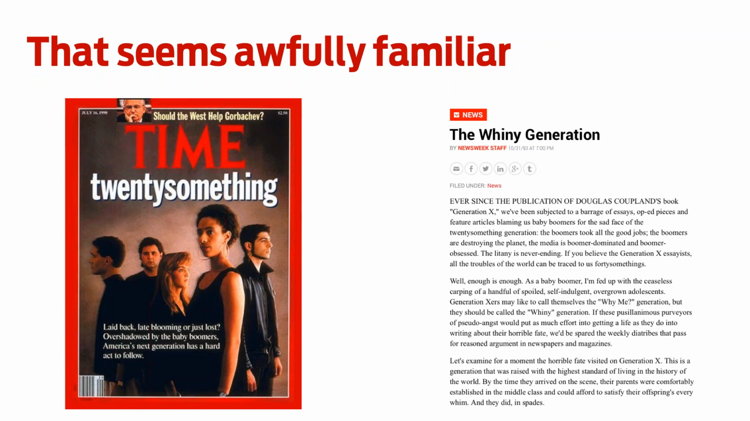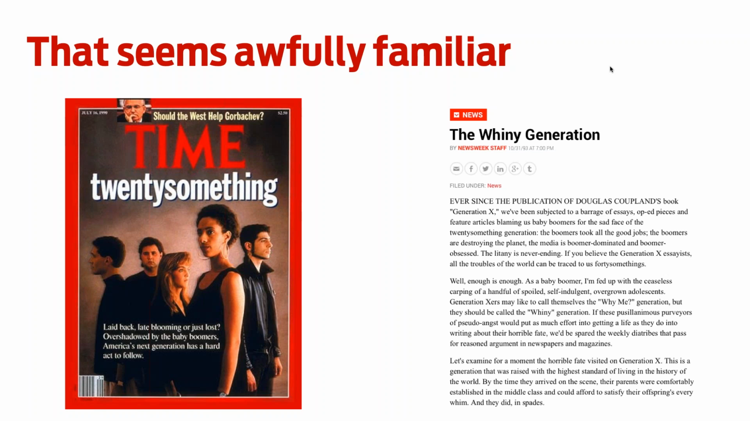Here's a cover from Time and an article from Newsweek, and the Newsweek article is just delicious in its discussion of Generation X, calling us pusillanimous purveyors of pseudo-angst, who, if we would put as much effort into getting a life as we do into writing about our horrible fate, we'd be spared the weekly diatribes that pass for reasoned argument. This is the way people talked about us, that we were the worst ever. We were the first people to be a boomerang generation of students who came back and lived with their family. That's back again. And it was really quite something for everyone to dump on us as a generation.